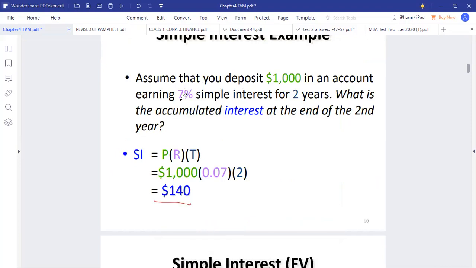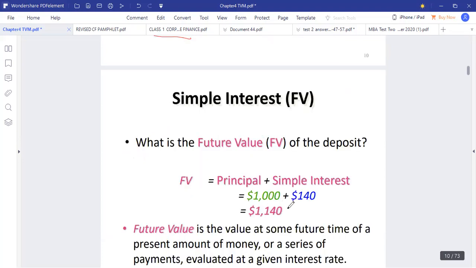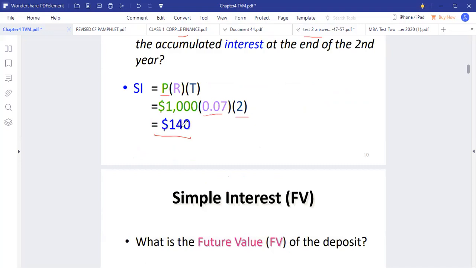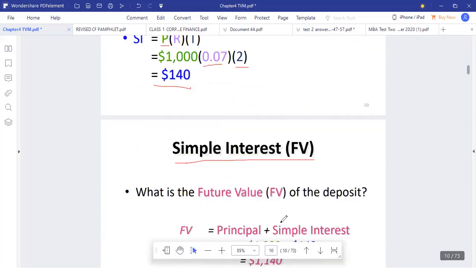So we also went to say for simple interest, PTR, and we have an example: if you deposit 1,000 kwacha in an account earning 7% in 2 years, what is the accumulated interest? So our principal is 1,000, our interest rate is 7%, 0.07, and our time in years is 2. If this was in days, we would have divided by 365, weeks 52 as guided. So when we add this interest to the principal, we get the future value under simple interest.